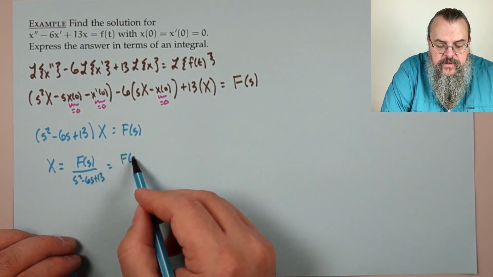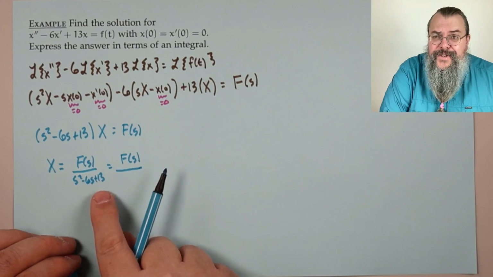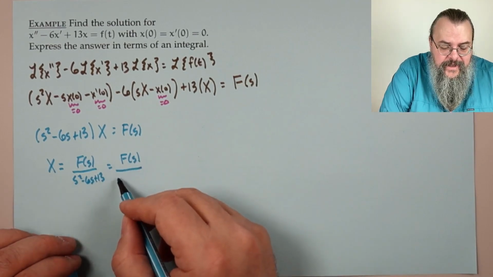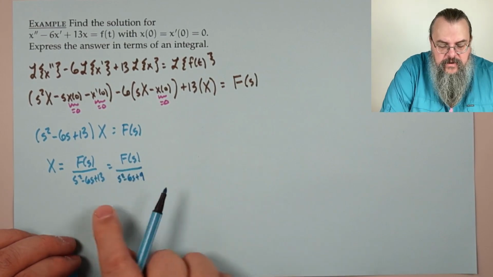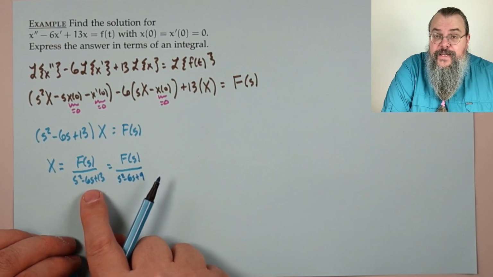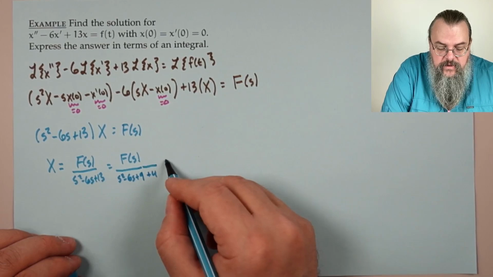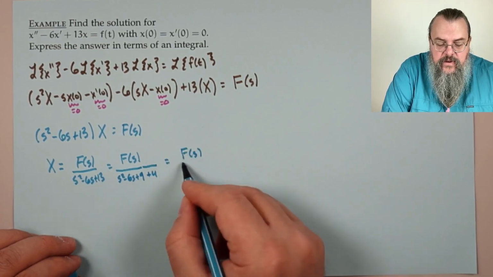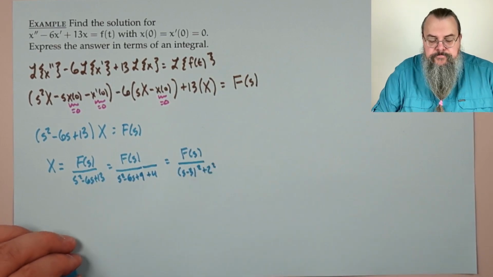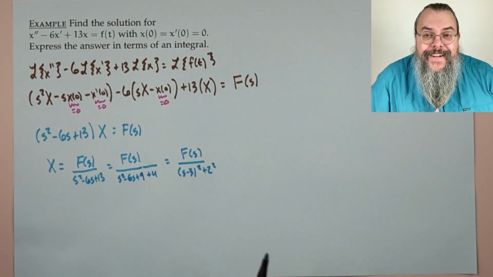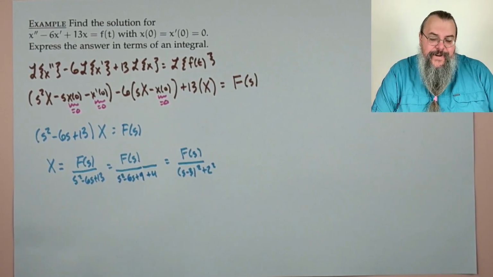Now, I will take a second here and complete the square, because the 13, that's just such a weird number to try to factor. This would be s squared minus 6s plus 9, right? Minus 6 divided by 2 is minus 3, so minus 3 squared is 9. Then we have 4 more. Okay, so this is F of s over s minus 3 squared plus 2 squared. Cool. Now, how do we get to our answer? Because we have to find a solution.